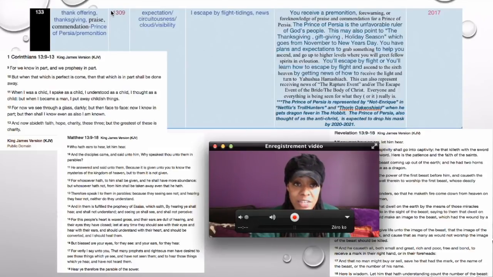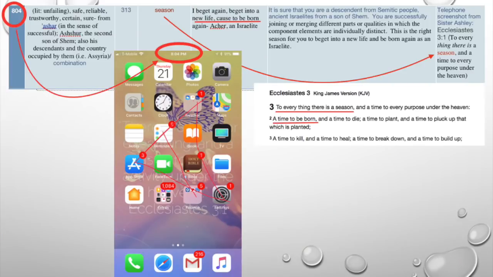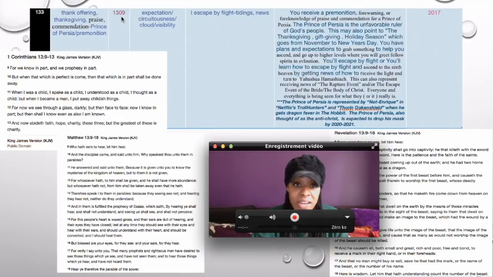So before, I did the same thing with the 804. Do you remember two videos ago, we were looking at 804 because it was the time of the screenshot, and we looked it up with the Bible verse. So we had the Bible verse for Ecclesiastes 3 verse 1 through 3, and the second holy letter to the letter line 804 was 313, and it matched seasons. And so I said, let's do that again. Let's take 1309 and look up the Bible verse 1309.